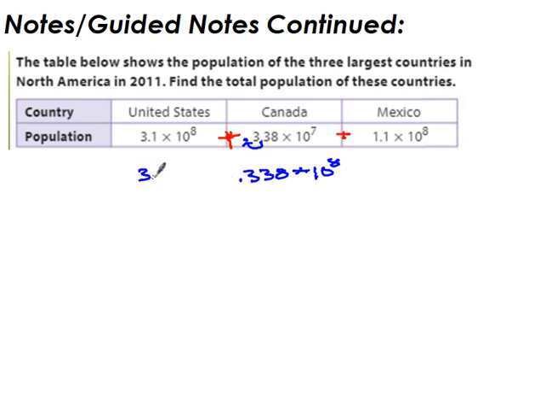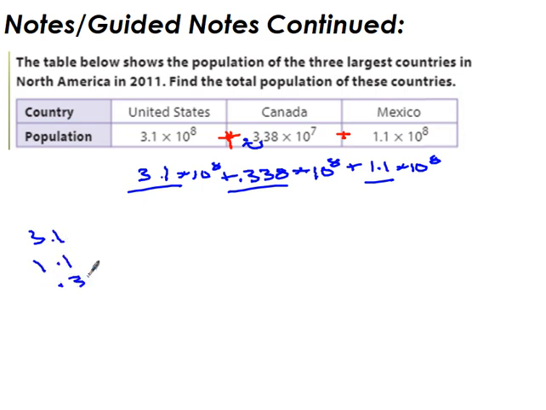Now that I've done that, I can add up all of these numbers, and then my final answer is going to be in scientific notation. So I get to add 3.1, 0.338, and 1.1. I just go off to the side, line up my decimals, and add these up. But notice how you have to line up your decimals. If you need to add your 0 placeholders, add your zeros. And then it's just a quick addition problem.